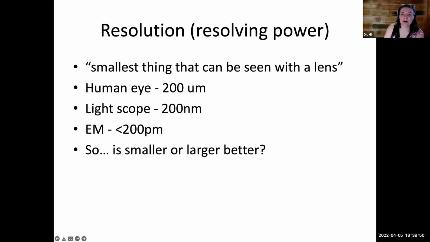Then there are some limits to what different items can see. The human eye can see down to about 200 micrometers. That's 0.2 millimeters.